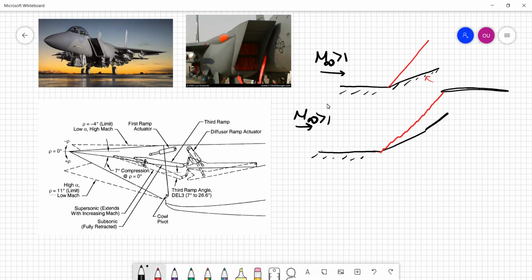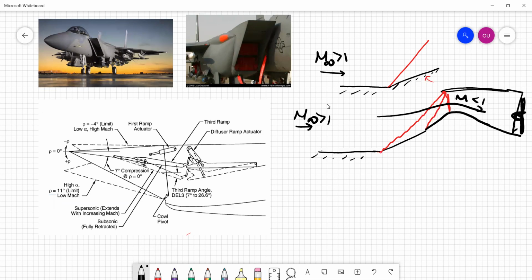A second ramp generates a second oblique shock wave in the design condition. And then once the Mach number is sufficiently reduced, the geometry is designed such that we end up with a weak normal shock wave. Once the flow is subsonic, the streamlines go like that, and after the normal shock wave, we increase the area to decelerate even further. So we end up with our engine somewhere here.